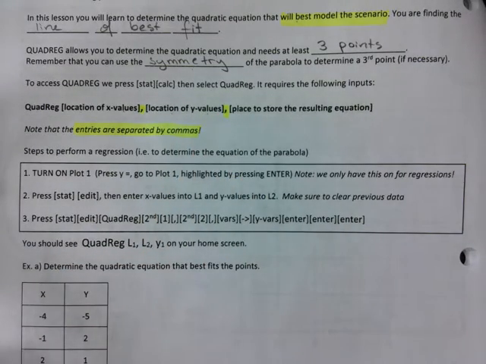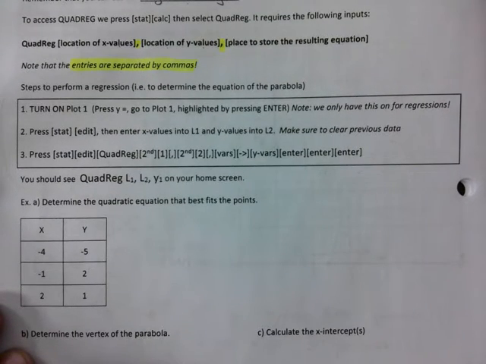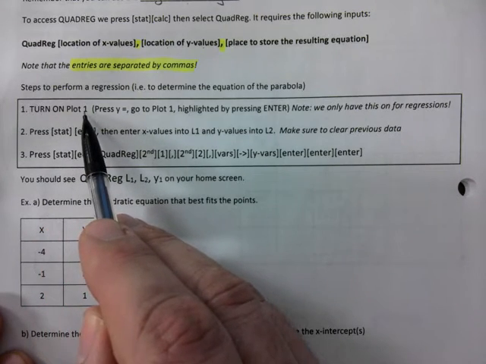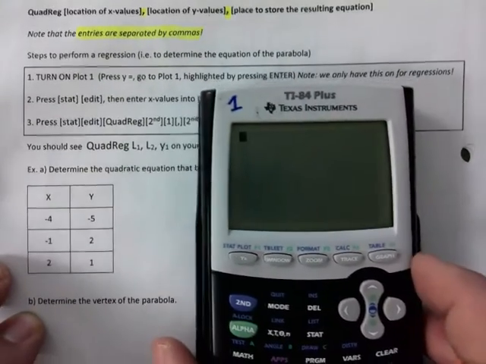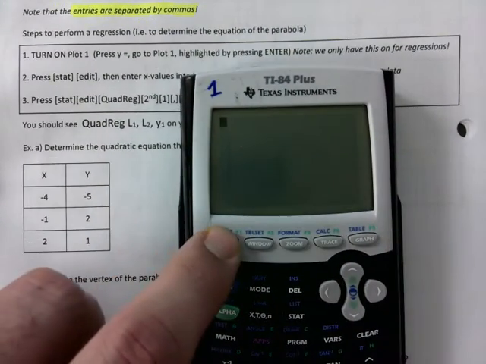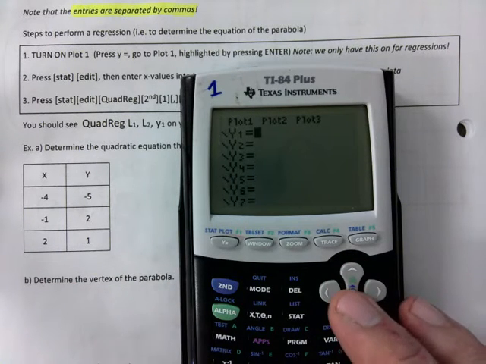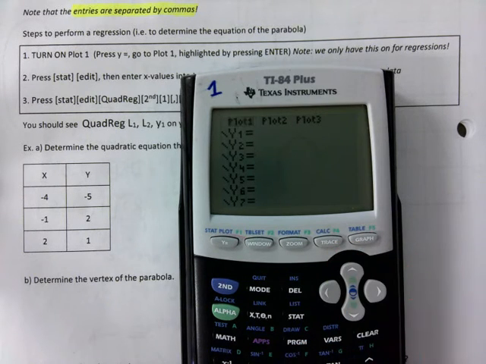Steps to perform a regression, in other words, to determine the equation of the parabola. You turn on plot 1. So let's do that. Plot 1 is turned on. I told you how to turn it off already, right? So we go y equals. I will clear everything that's there right now. Just clear all the equations, get rid of everything. And we just go to plot 1 and we hit enter, and it's highlighted. You should be able to move away from it and it's still highlighted. Then you know it's on, right?